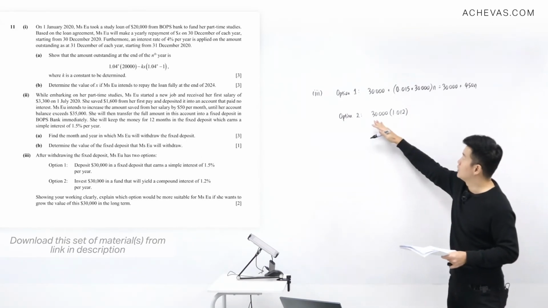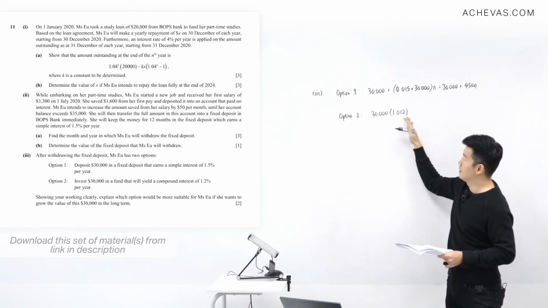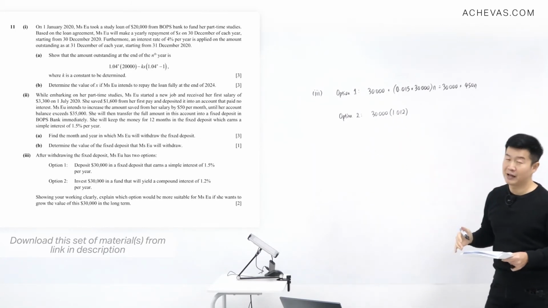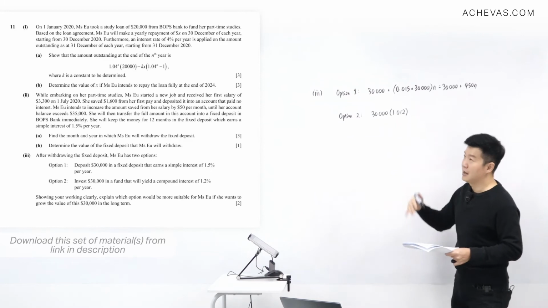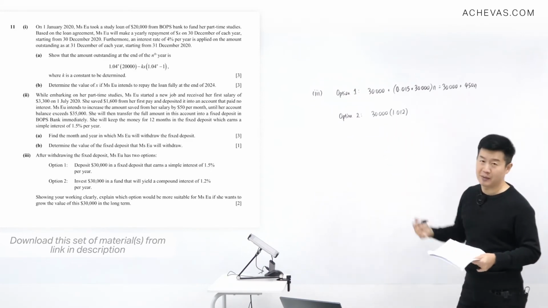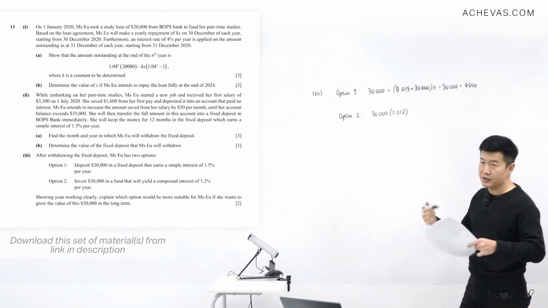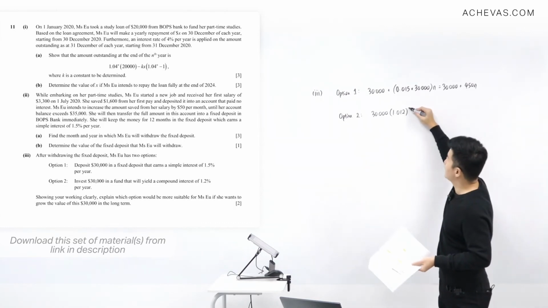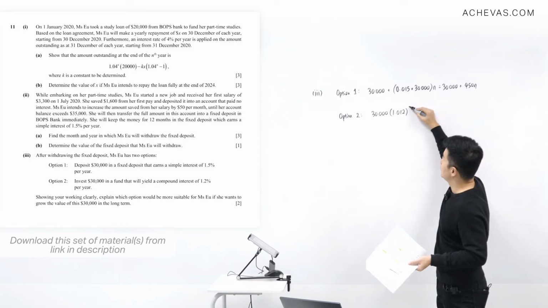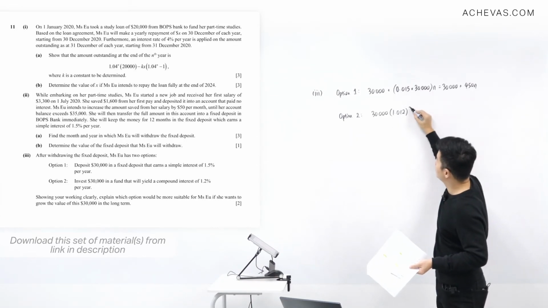So the total amount of money that is going to be in the account by the end of the first year is going to be this, and the second year this is going to be multiplied by another 1.012. Third year is going to be multiplied again. So second year this multiplied by another 1.012, so it will be this to the power of 2. Third year is going to be multiplied again by 1.012 to the power of 3.